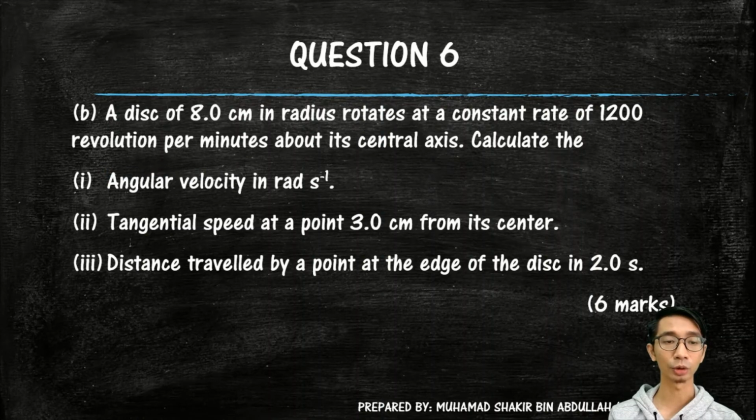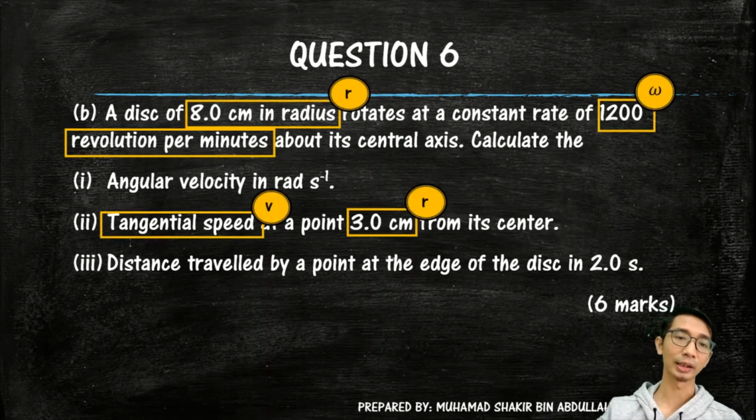Next question, part 2: the tangential speed at a point 3.0 cm from its center. You notice here, even though you are given the radius of 8.0 centimeters in the question above, the second part only asks at a radius of 3.0 centimeters. So please take note, you are not supposed to use r equal to 8 centimeters. You need to use r equal to 3.0 centimeters because it is given specifically in this part.